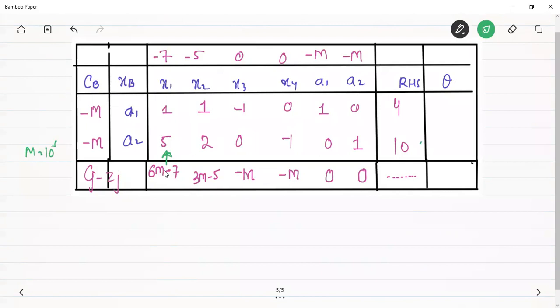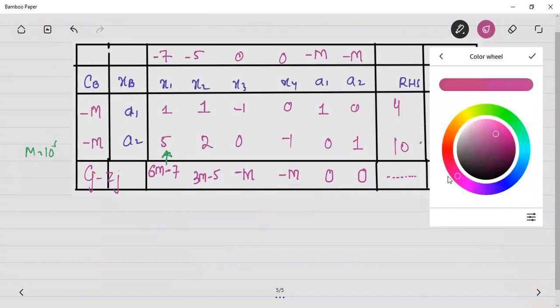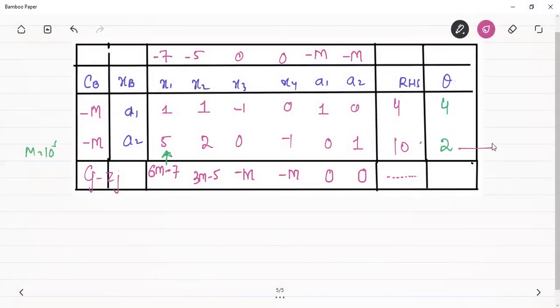So उसके बाद क्या करना है हमें? Since this is the entering variable, therefore this column becomes the key column, and we have to look for the value of the theta so that we can decide for the outgoing variable. 4 by 1, 10 by 5, that is it is equal to 2, and the minimum positive value is of this row. Okay, and this is key row, and we will have the key element that will be 5. This key element will be 5.